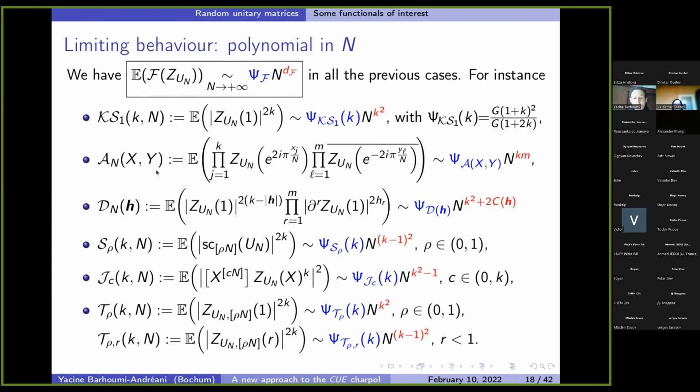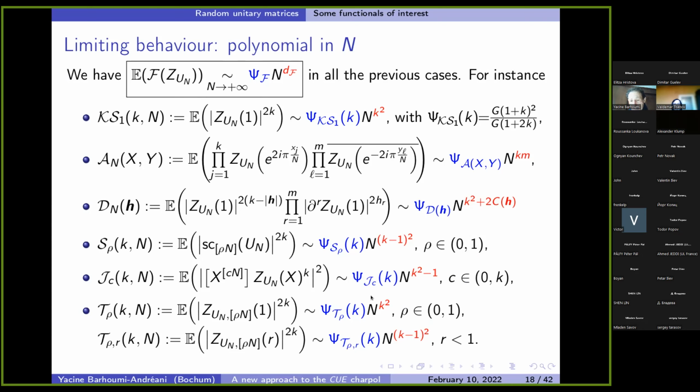So you can do it for the autocorrelation, for the derivatives, the mid-secular coefficients, etc., the truncation. Here you can also see something interesting. For instance, if you have the same exponent, this is the mid-secular coefficient, the Fourier coefficient. And here this is the truncated characteristic polynomial inside the unit disk. And you see that they have the same exponent.